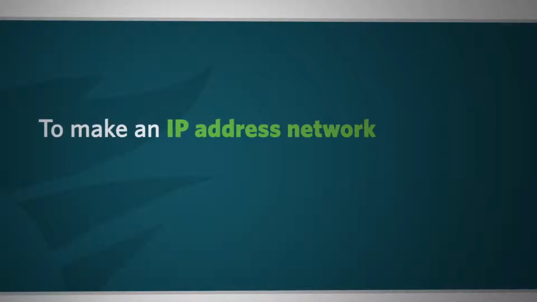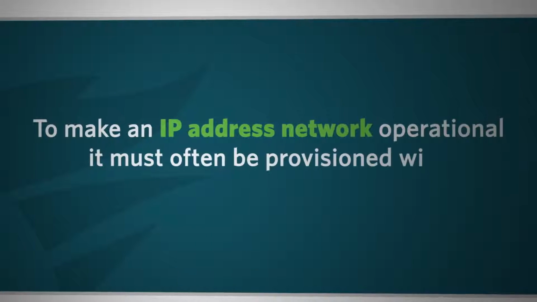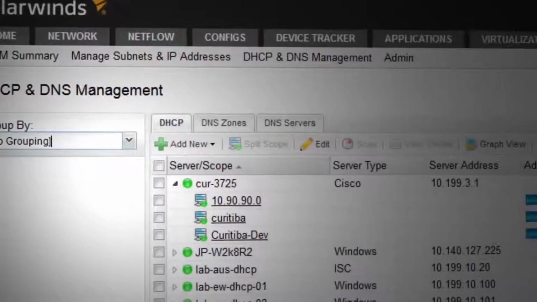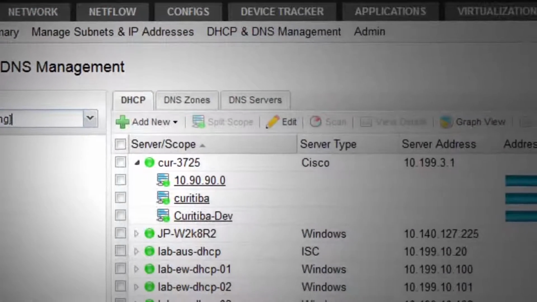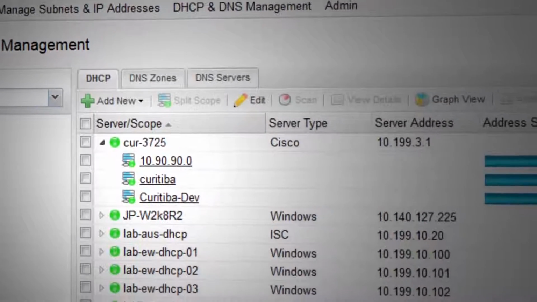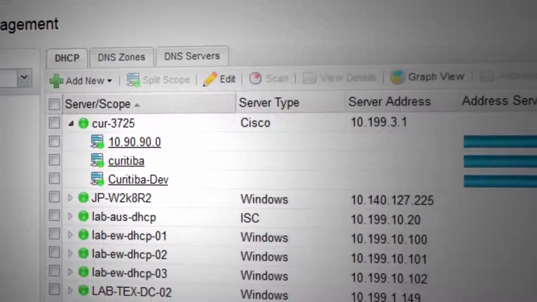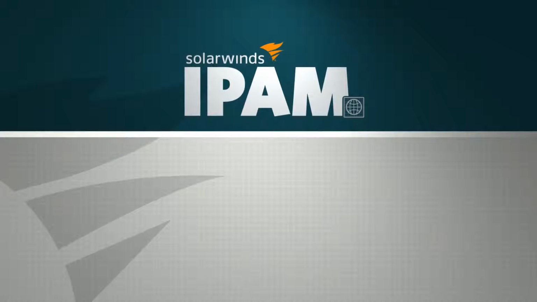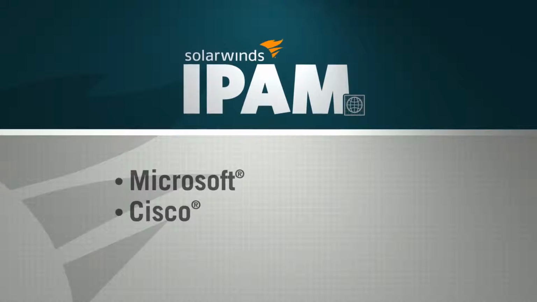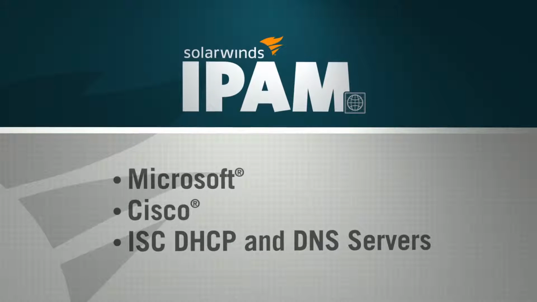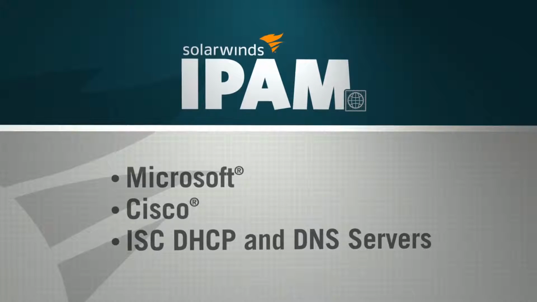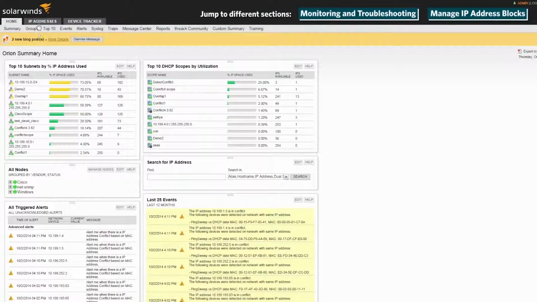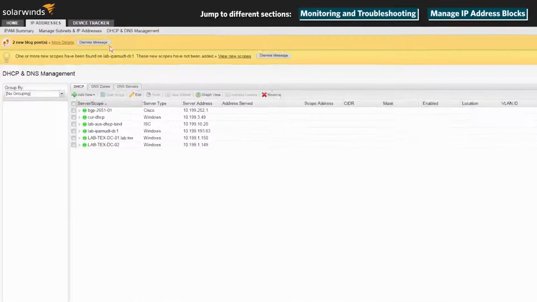To make an IP address network operational, it must often be provisioned with DHCP and DNS services. IPAM integrates DHCP and DNS management with IP address management, making it seamless to perform common address configurations and easily manage DHCP and DNS services. IPAM works with your Microsoft, Cisco, and ISC DHCP and DNS servers, and will work to give you one consistent and integrated management interface.